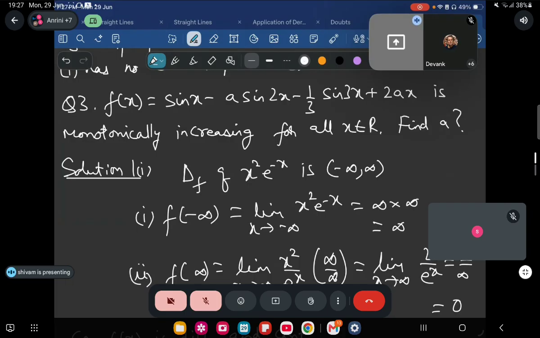Okay, third one, everyone solved. Devatri, you understood how I drew the graph? Yes, sir. And Devang, you understood? Yeah, I understood. Okay, solve the third one. So I sent you the third one.